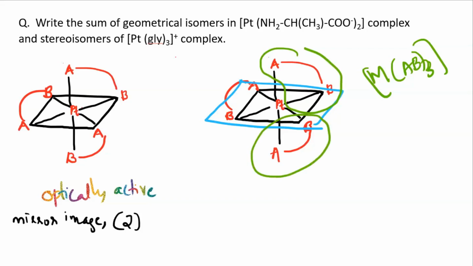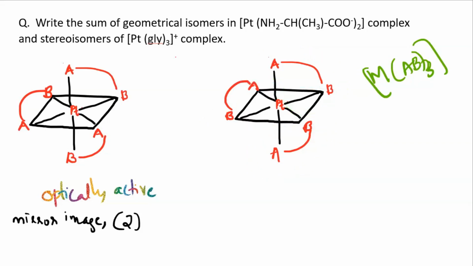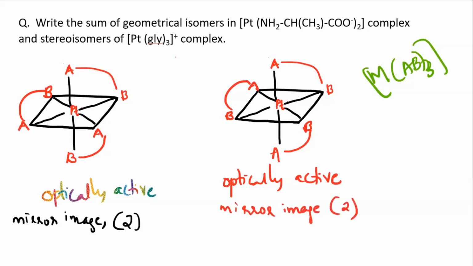So even if you draw a plane of symmetry, which is this blue color, it is not dividing this compound equally into two halves. Why? Because this AB is on the back side and this AB is on the front side. So you cannot divide this into 2 equal halves. Okay, so this is optically active. So it will also exist with its mirror image. So the total is coming as 2.